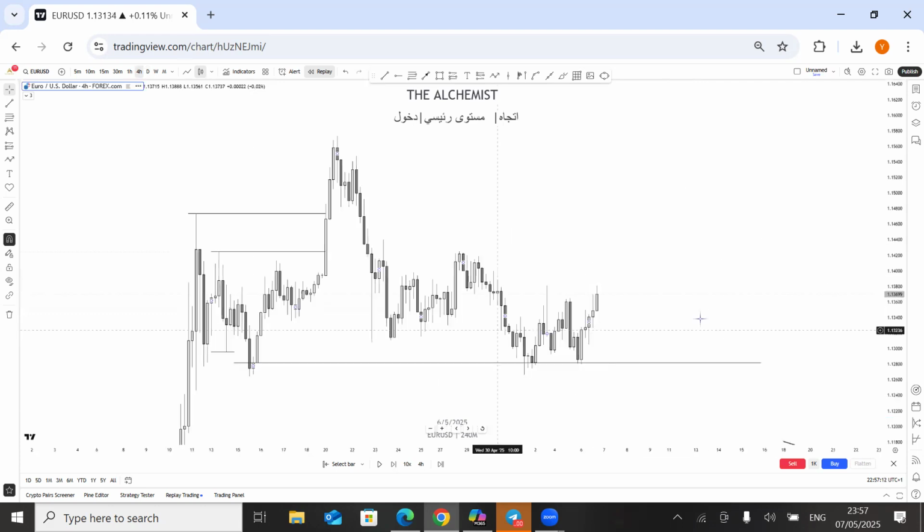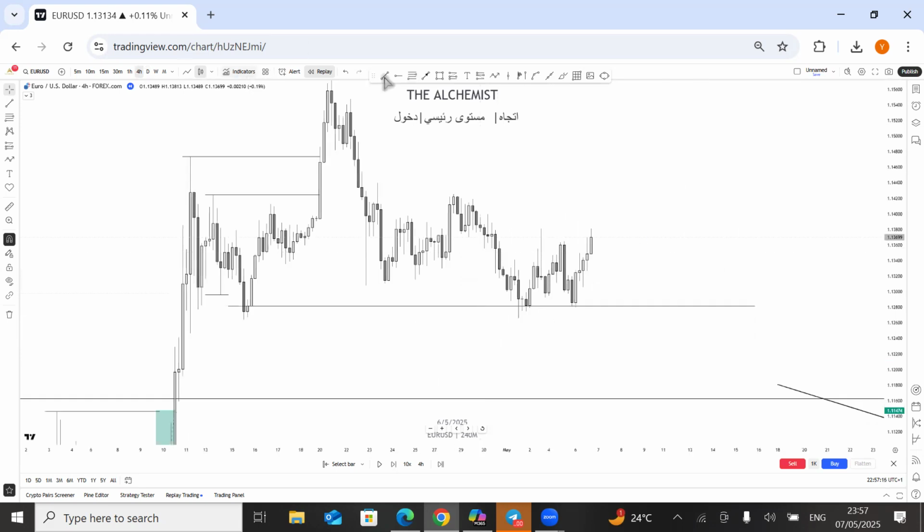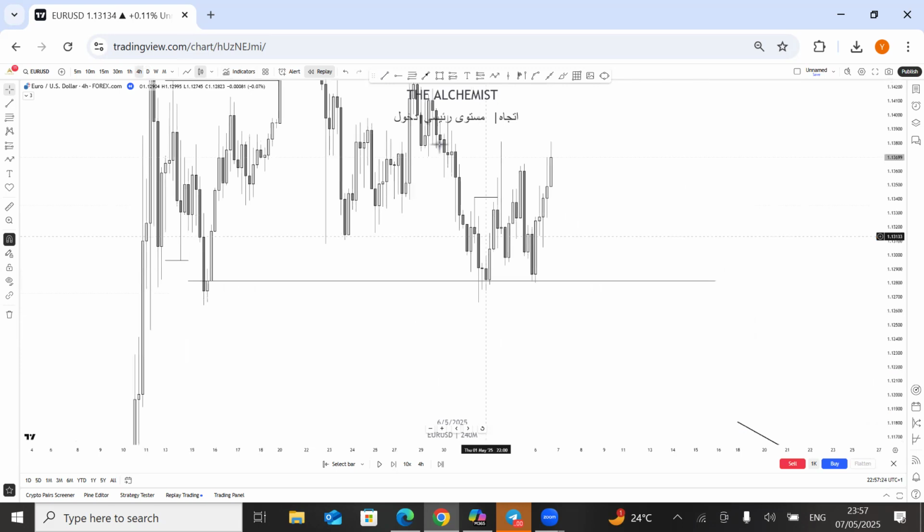So where did the price tap? Price tapped at this point. And where is our break of structure on this 4 hour time frame? We had a break of structure here. That means again, inside here, what do we have? Let me cut price again.